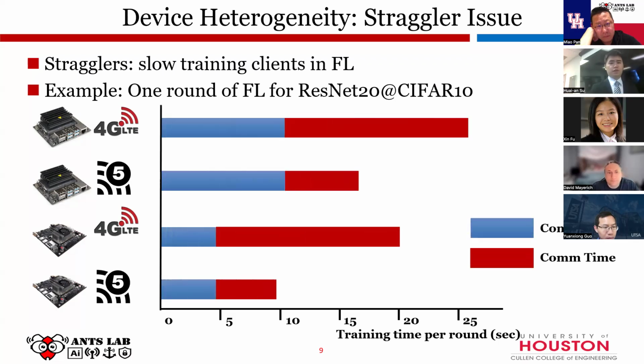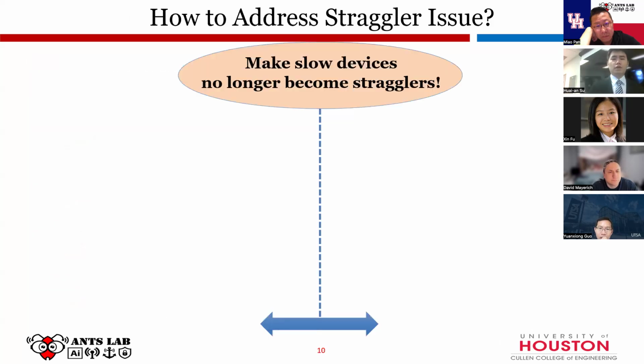In terms of the training time, you can see that the top device and the bottom device have a difference of over 2.15 times of discrepancy, and the slow device is always going to be a training bottleneck in your training round. So it's going to waste a lot of time waiting for those stragglers to finish their training. How we address the straggler issue is the main focus of my dissertation.